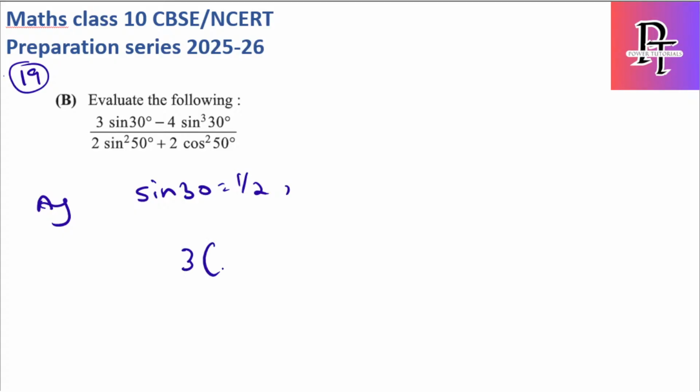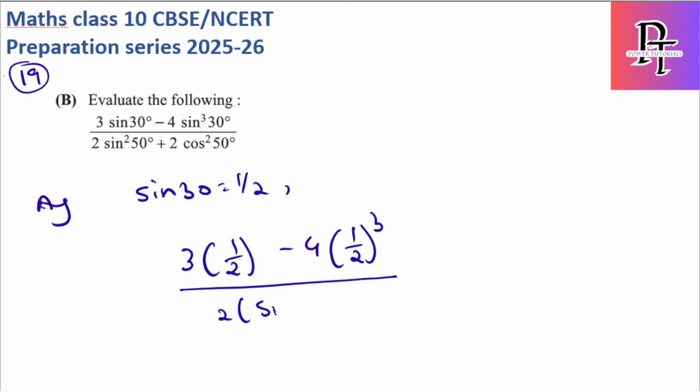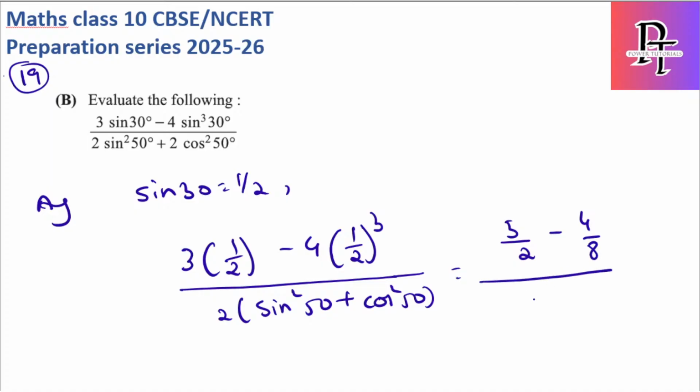So this becomes 3 into sin 30, which is 1 by 2, minus 4 into sin 30, which is 1 by 2, again cubed, by 2 into sin 50. If I take 2 as common, this becomes sin square 50 plus cos square 50. So this becomes 3 by 2 minus 4, 2 cube is 8. Sin square theta plus cos square theta is always 1 irrespective of the angle, so this becomes 2. So 4 by 8 I can write as 1 by 2. So 3 by 2 minus 1 by 2 is 1 by 2. So the final answer is 1 by 2. So within 2 steps I got this answer. Okay. Let's move to the 20th.